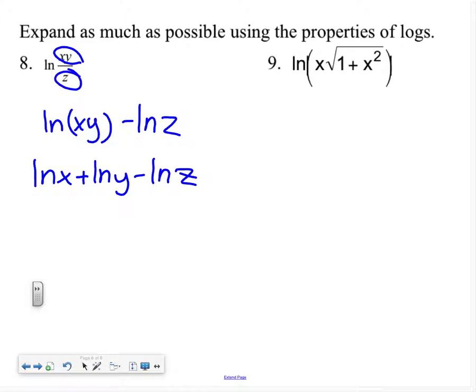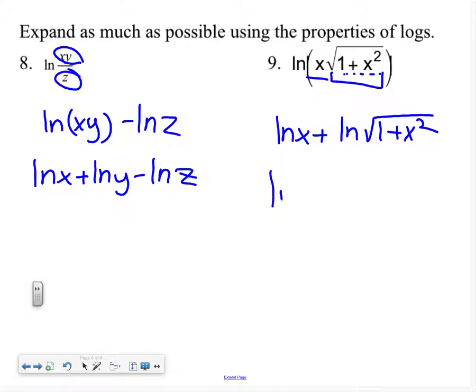All right. You got to be a little careful with number 9 because there's no rule for this part right here. So we're just going to follow the rules. All right. What am I dealing with? Multiplication, division, multiplication, right? So you have x times that mess, right? So first thing I'm going to do is turn that into addition. So it'd be the ln of x plus the ln of the square root of 1 plus x squared. All right, and there's not a lot more I can do with this. I'm going to write the square root as 1 plus x squared to the 1/2.